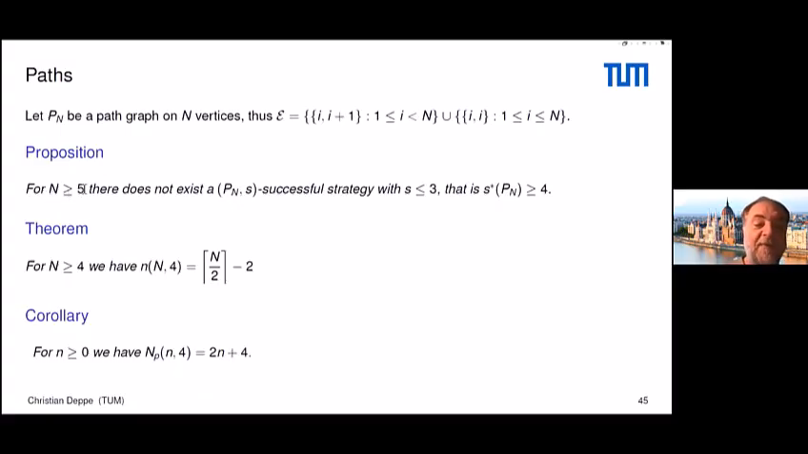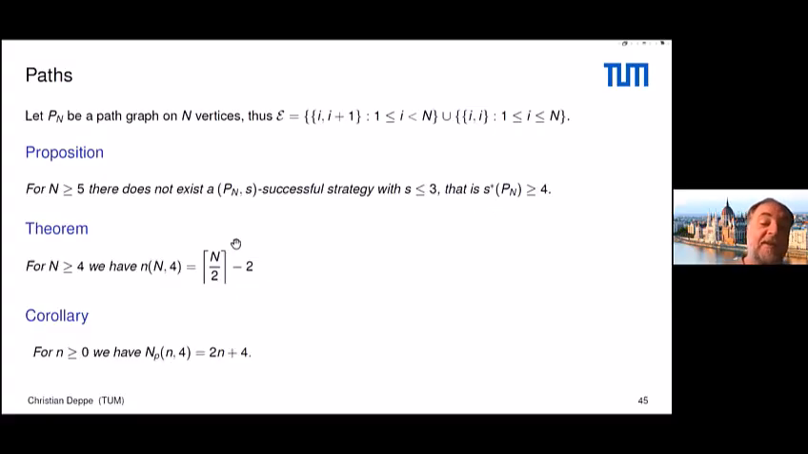So if we have more than 5 positions, then there is no successful strategy such that S is smaller or equal 4, but with our strategy I showed you that S star is greater or equal 4. And later we already proved in the theorem that it's equal 4. So our S star for the path is equal 4.